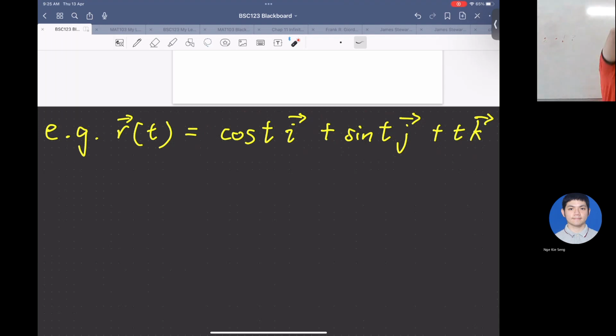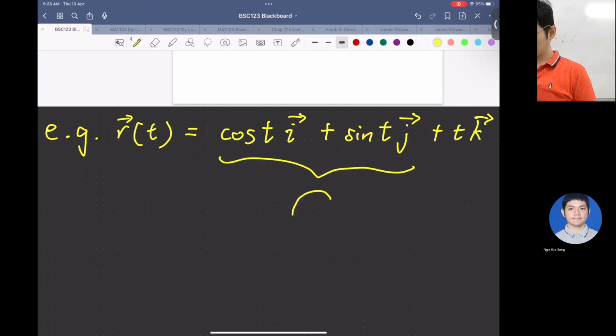A cylinder, the whole cylinder? It's only a curve, not a surface. Spiral, okay, this is a spiral. Why is this a spiral? Because t is increasing as time is increasing. From the first two components, we know it's a circle.